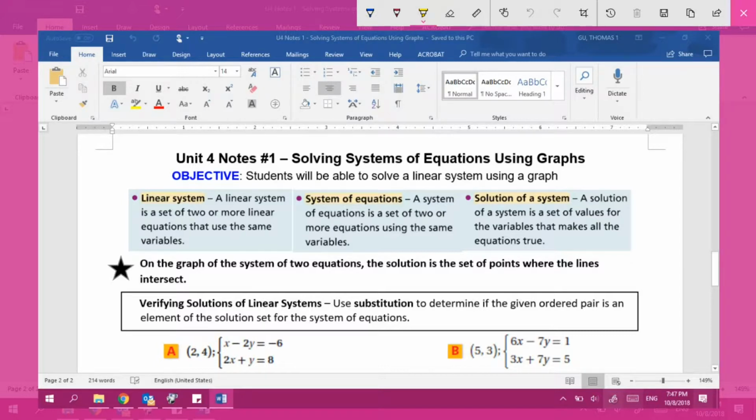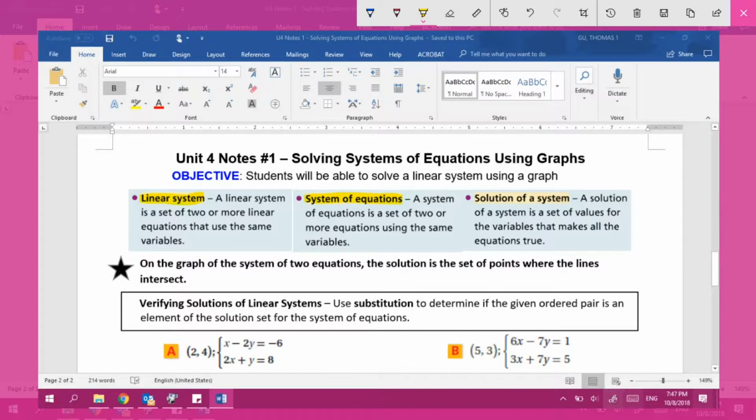A linear system is a set of two or more linear equations, y equals mx plus b, that use the same variables. Next, we've got systems of equations. That's what this whole unit's about, so you better know what this means. A system of equations is a set of two or more equations that use the same variables.